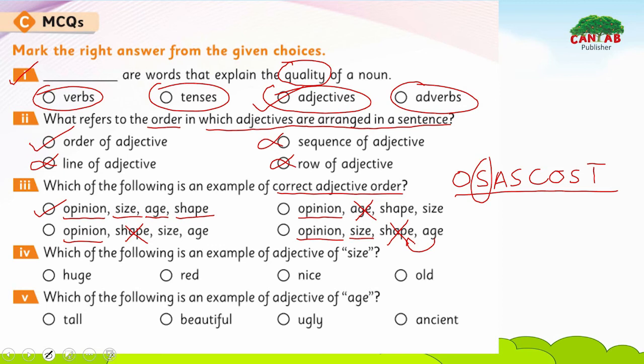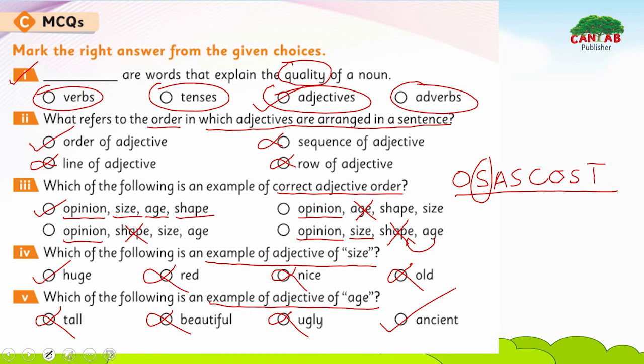The fourth MCQ is, which of the following is an example of adjective of size? Huge. Yes, this is the right one, because red is the adjective of color. Nice is the adjective of opinion. And old is the adjective of age. Which of the following is an example of adjective of age? Tall is wrong. Beautiful, wrong. Ugly, wrong. Ancient, yes, because age is clearly depicted by ancient.